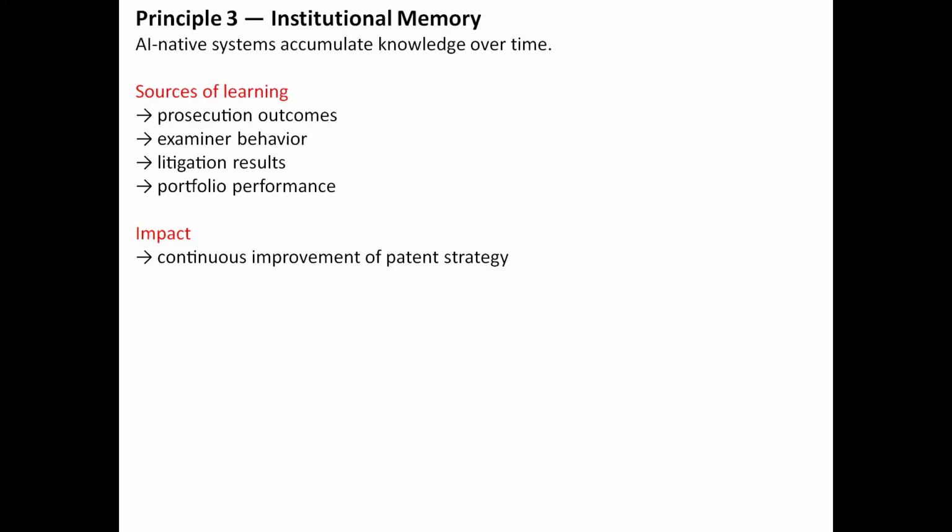And principle three is institutional memory. So this is very important because this is another layer of knowledge management, integrated knowledge management. So AI-native systems accumulate knowledge over time. So the sources of learning are prosecution outcomes, examiner behavior, litigation results, and portfolio performance. So the continuous improvement of patent strategy.